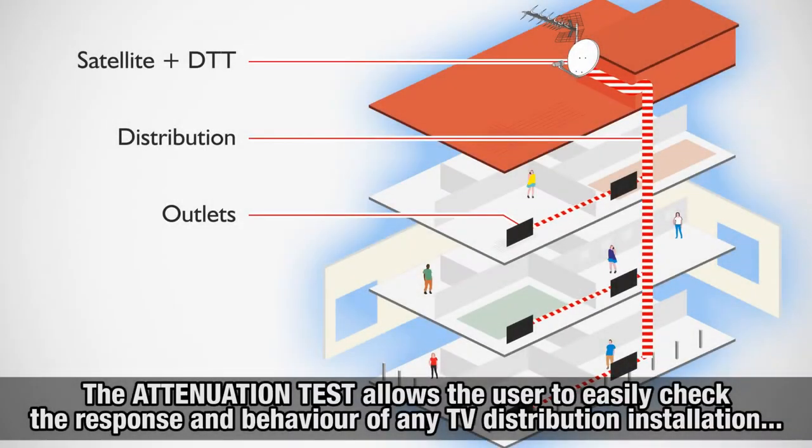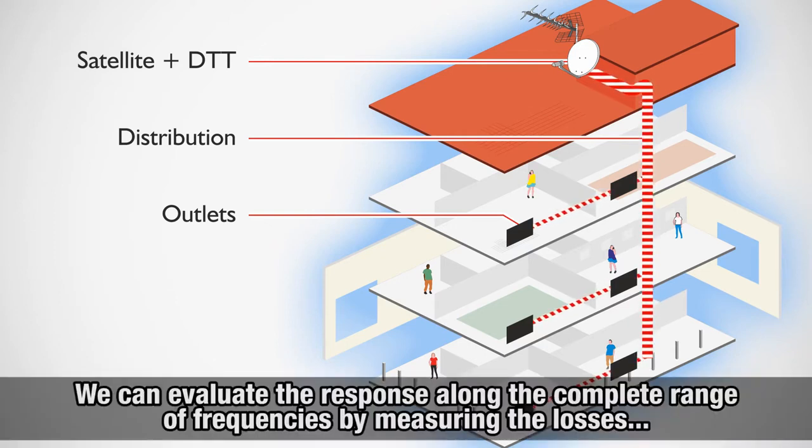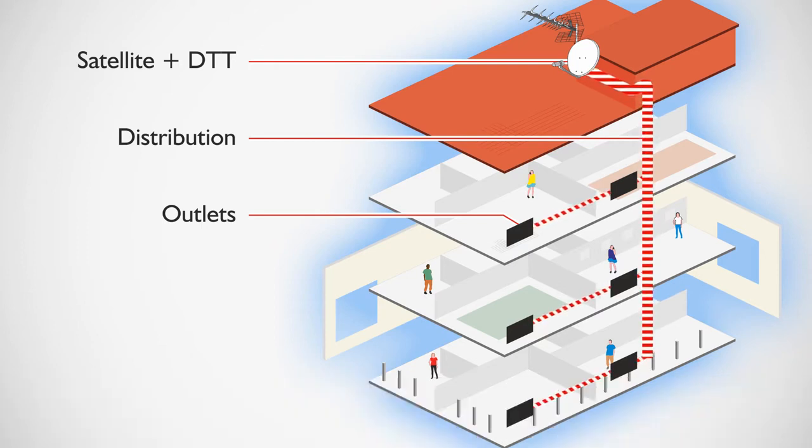The attenuation test allows the user to easily check the response and behavior of any TV distribution installation before antennas and headends are in place and working. We can evaluate the response along the complete range of frequencies by measuring the losses in the distribution of TV signals, comparing reference levels at headend output and at each household TV plug inside the building.